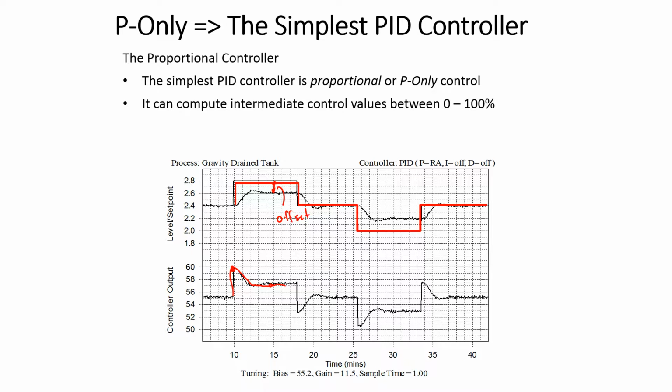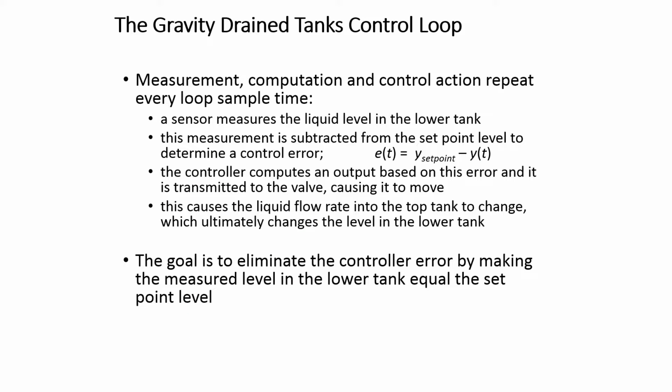Okay, in this case, this is a valve, and many of our examples are going to involve valves. And this, for example, is a level that we're trying to maintain, and our red is going to be the set point, and then our black is going to be our PV. Okay, so we have this measurement. The computation is going to be this controller with this P-only controller, and then control action is going to be sent to the actuator. Okay, so the objective of these controllers is to eliminate the controller error by making the measured level equal to the set point.